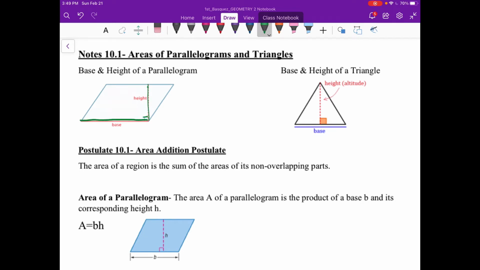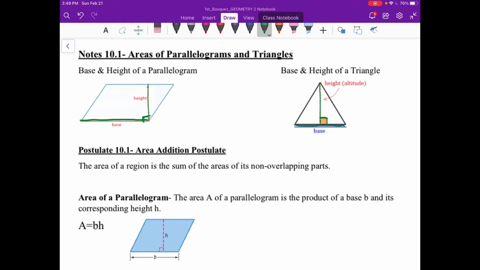And the base and the height need to be perpendicular to each other, meaning they have to create that 90-degree angle at their intersection. The triangle is actually very similar. The base and the height also need to create that 90-degree angle at their intersection. Okay, so that is the main part of identifying these parts of the shape, and then it's all substituting into the formula from there.